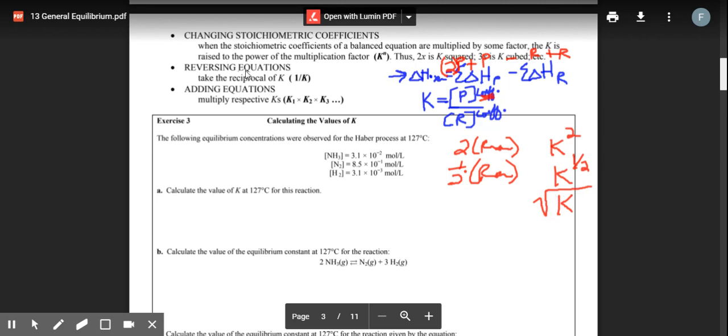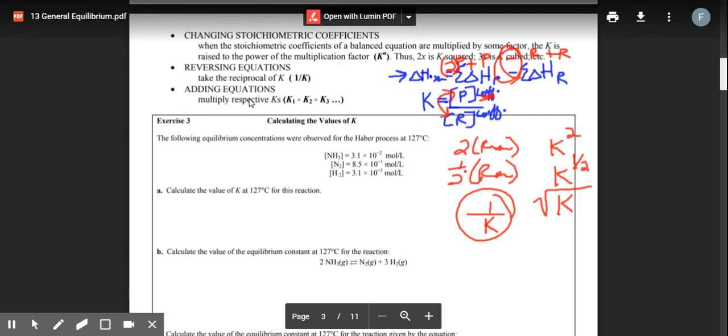Now, let's talk about reversing an equation. If I flipped an equation when I was working with delta H, then all I would do is flip the sign. The reason why is because it's products minus reactants here. But let's look at K. K is products over reactants. So if I flip an equation, you see how I'm flipping my products and my reactants here. So reversing an equation, I have to reverse K by taking the reciprocal. So 1 over K.